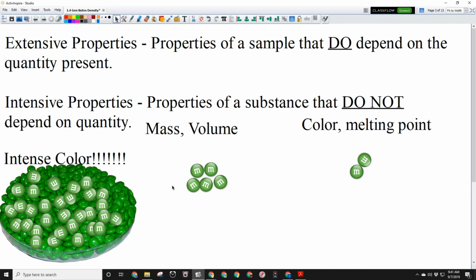All right, so that's intensive and extensive properties. Let me put my M&Ms back. You don't want to leave M&Ms out on the counter. You probably don't want to take M&Ms out of a bowl and put them back either. So, but we can't eat these, so that's okay.